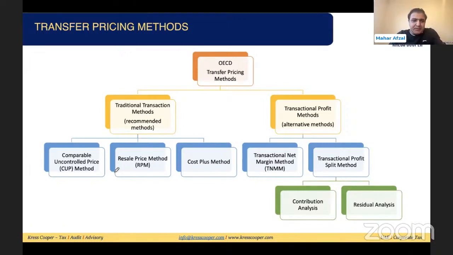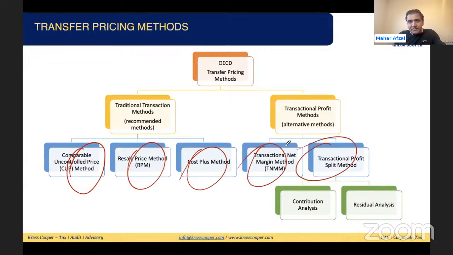There are various methods. Out of these various methods, there are some traditional methods and some transactional profit methods. The traditional methods, which are also called recommended methods, are the comparable uncontrolled price method, resale price method, cost plus method, transactional net margin method, and profit split method. So first of all, we are going to discuss the comparable uncontrolled price method.